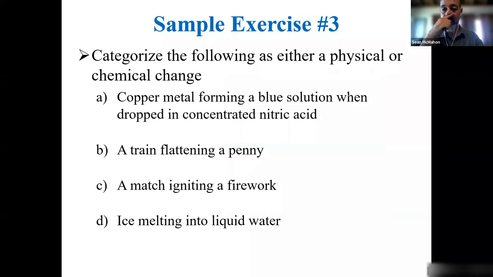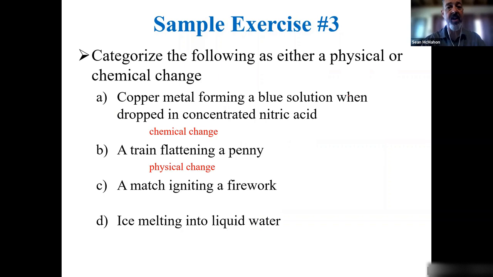And we talked about this last time. Is this an example of a physical or chemical change? Copper metal forming a blue solution when dropped in nitric acid. It's chemical. Evidence of the reaction is a color change. A train flattening a penny. Well, that's just a physical change. It's still a penny. I'm just squeezing it down.